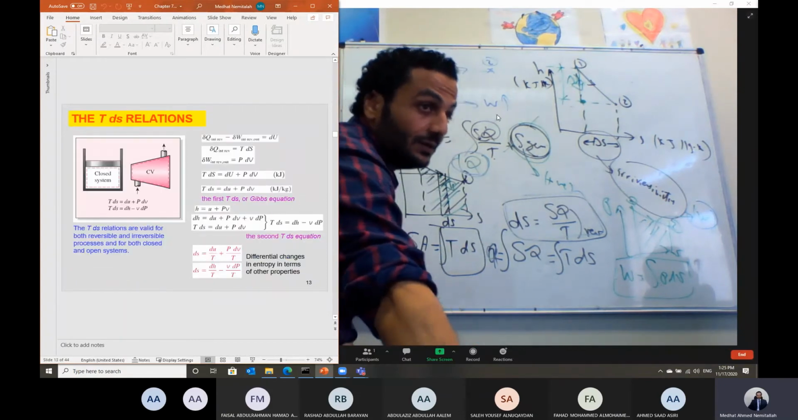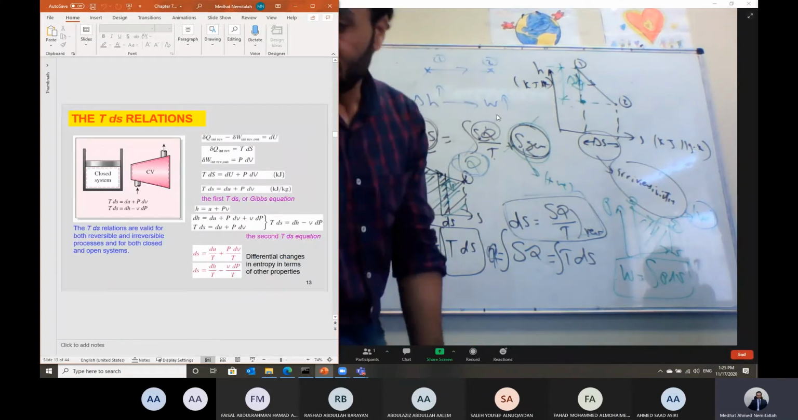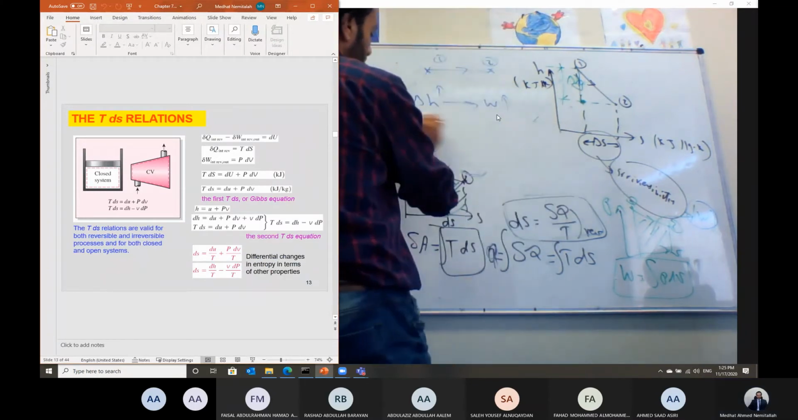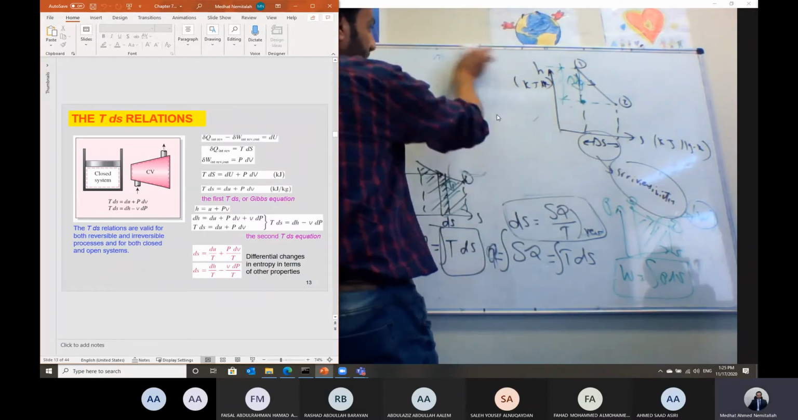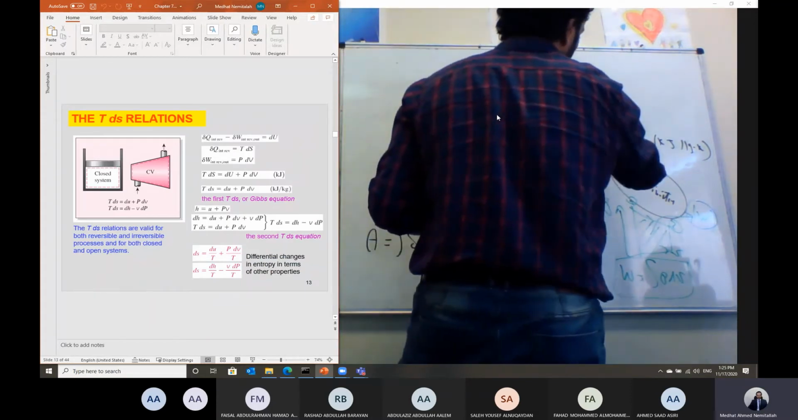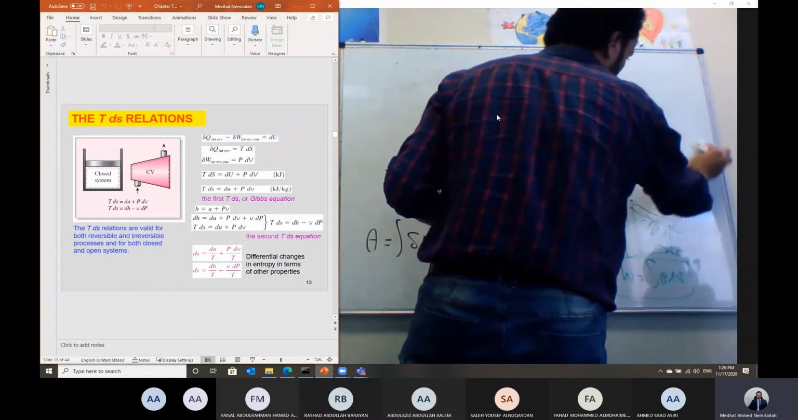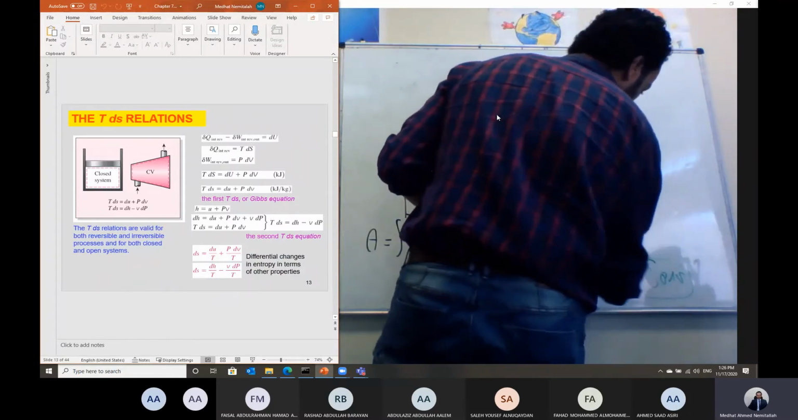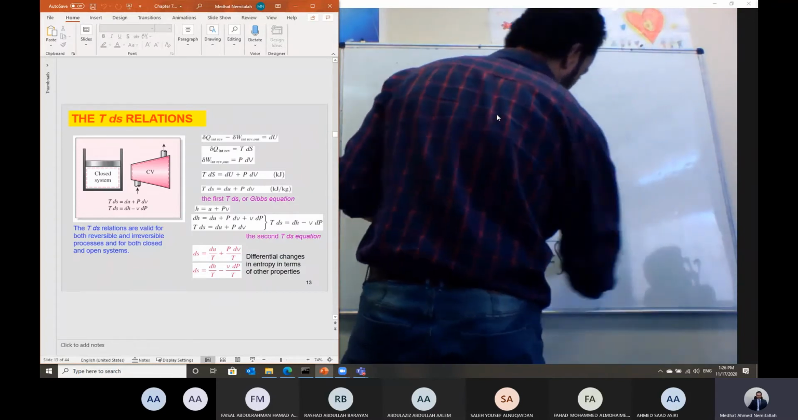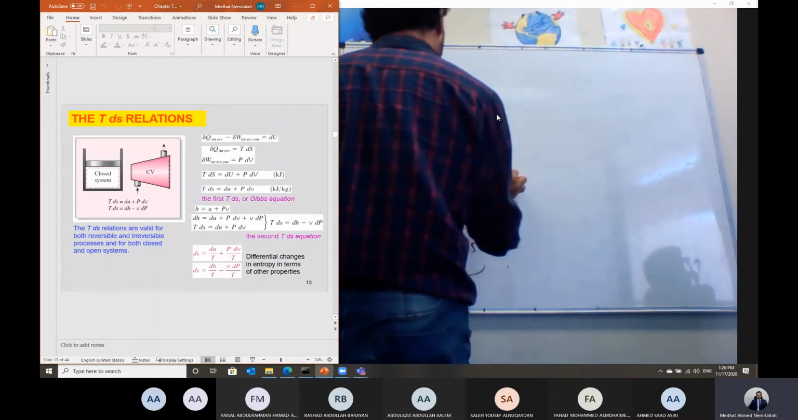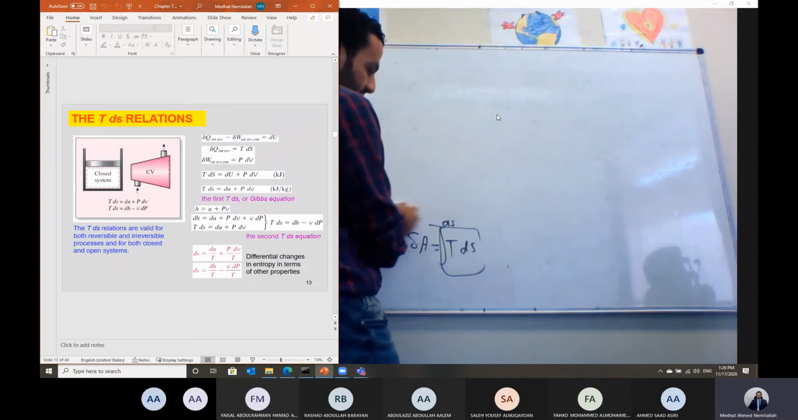Okay? Right, if we have any substance other than a pure substance, how can we calculate delta S? For refrigerant or steam, as we said, we can directly use the tables because the values are listed there. So we don't need to develop a relation for those fluids or for those substances.